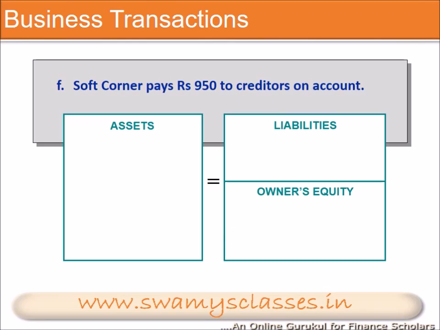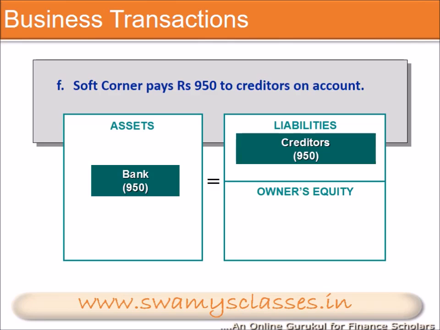If you remember long back, we purchased supplies on credit. So now we are paying 950 rupees to our creditors. So what will happen to the equation then? When we pay, obviously assets will go down in the name of bank. Having paid our creditors, we can't keep the creditors balance same. We have to bring them down. So deduct, bring down by 950. So both assets and liabilities are going down by same amount.